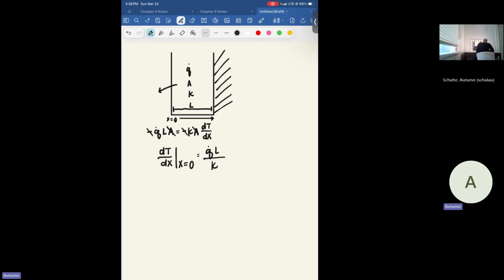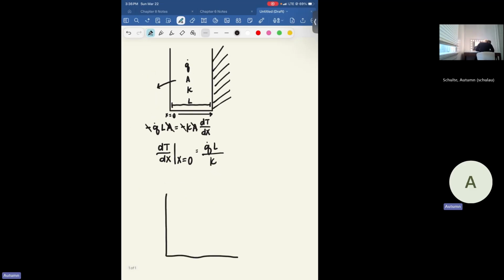Now, drawing out a temperature profile for this, it's going to look something like this. So this is going to be our insulated side, and we know that the temperature gradient for a side that is perfectly insulated is going to be 0. So we're going to have these flat lines all across here.